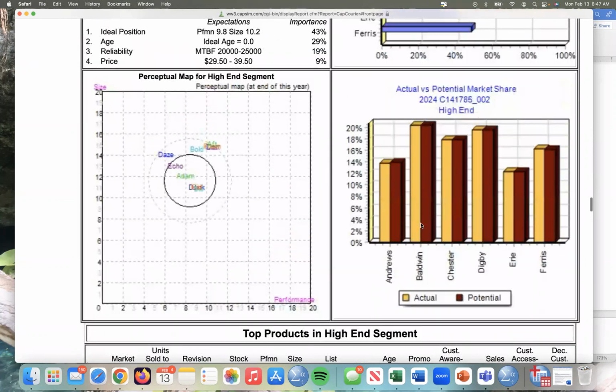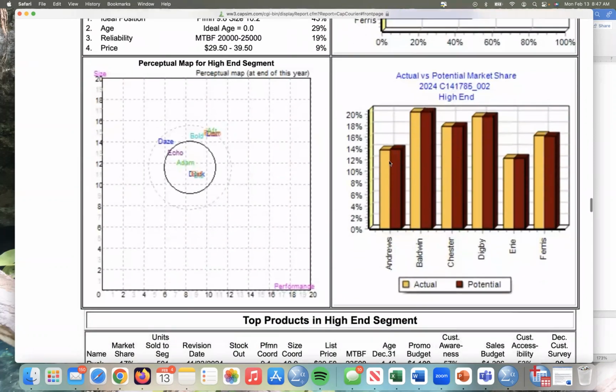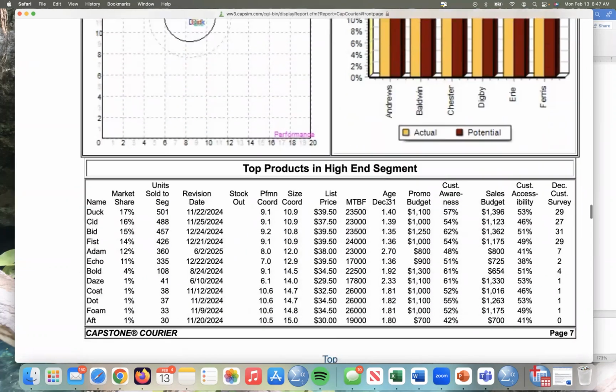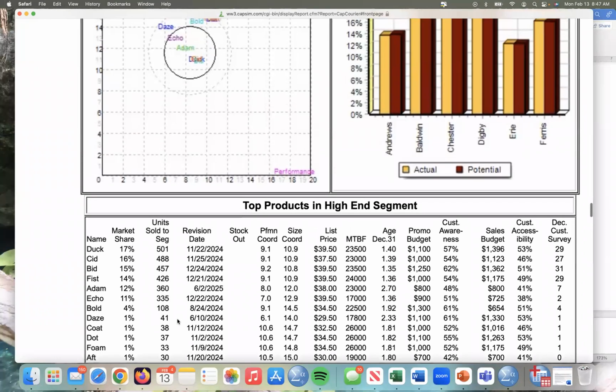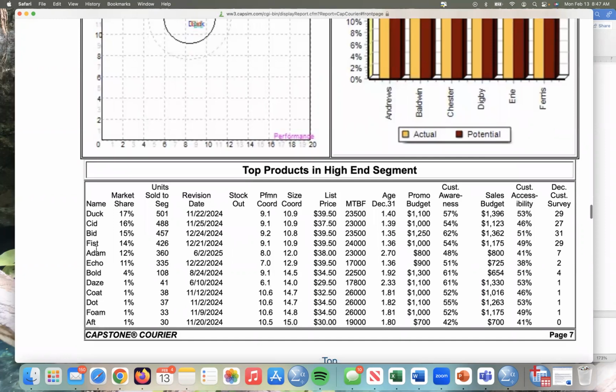We didn't run out of stock in the high-end segment. We weren't the industry leaders, but we weren't the lowest sellers either in the high-end segment. So again, you can see we're down here. Aft is way down here. I'm seeing a lot of other competitors out there in this high-end segment. Oh, Atom, here it is. Atom is our primary product. And again, out of the 6 competitors, we are 5th in terms of market share.